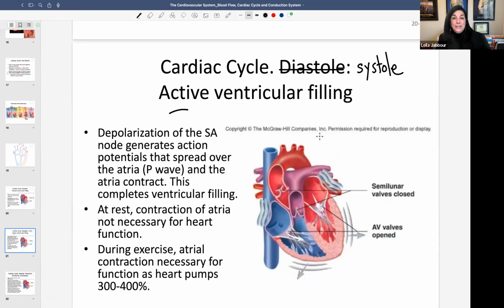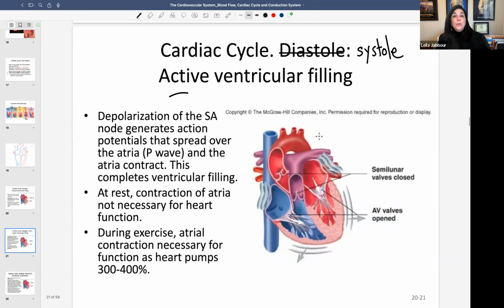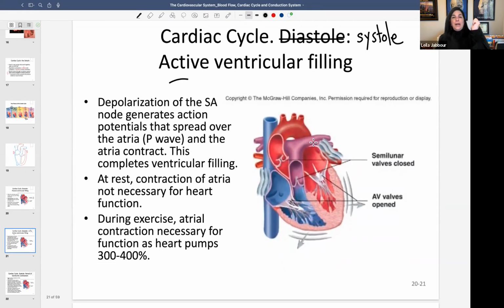Active ventricular filling is when the atria are contracting. So we'll talk about the SA node, the pacemaker cells that are sending the signals to the atria, telling them, come on, guys, we have to make sure that we got as much blood downwards. So this is the P wave on the EKG. We're going to see that, and that completes the ventricular filling.